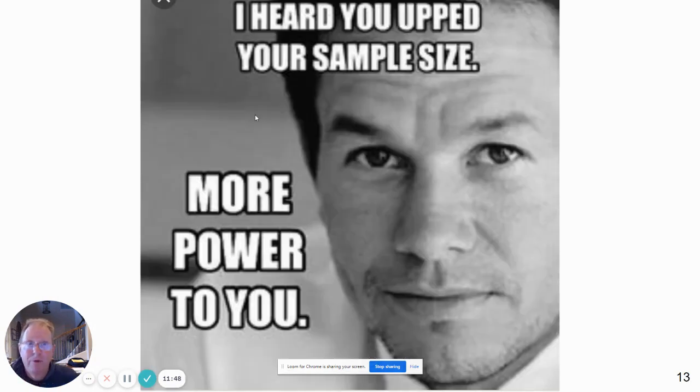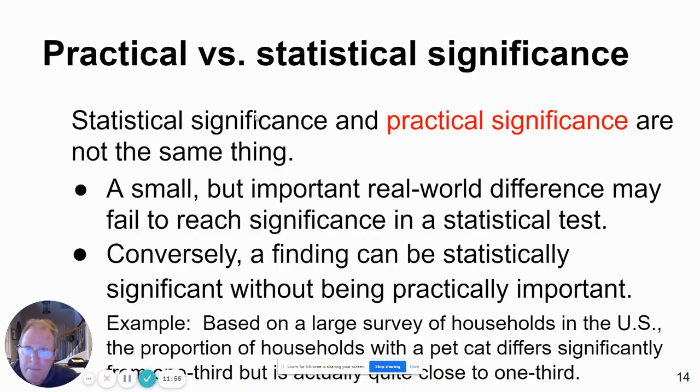And here I have a meme for you. I heard you up your sample size, more power to you. That's one certain way of increasing power.